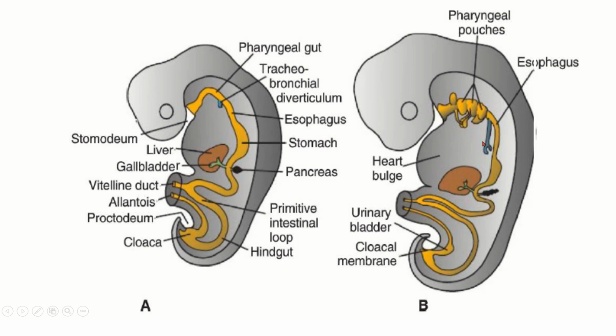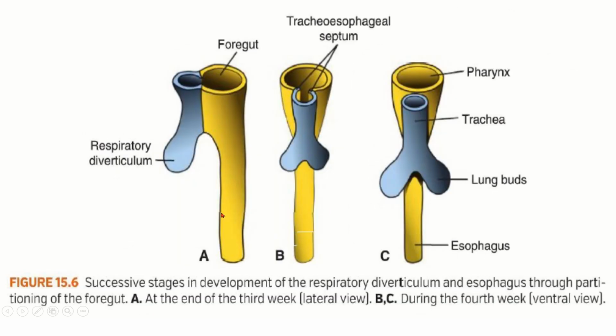You can see here, this is the respiratory primordium and this is the esophagus. You can see this is the foregut and this is the respiratory diverticulum. You can see the tracheoesophageal septum. You can see the completely separated respiratory part and the esophagus and pharyngeal part of the gut tube.